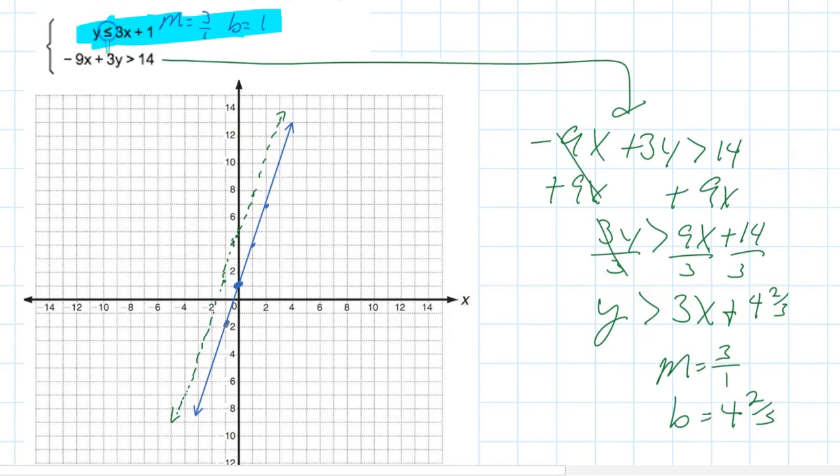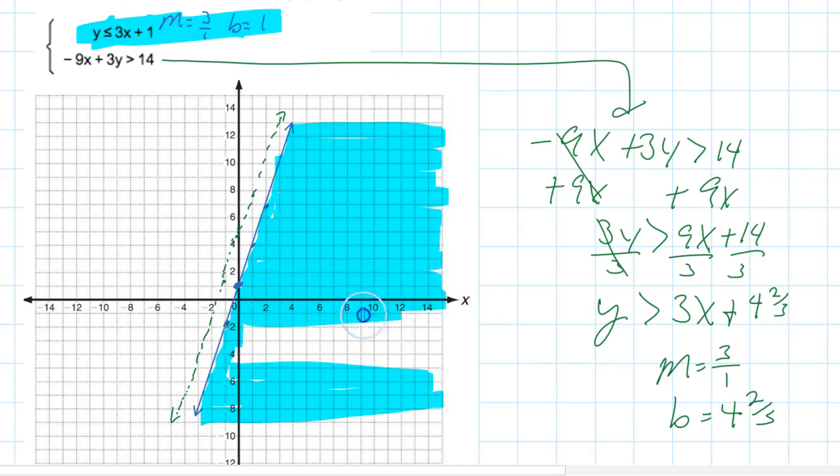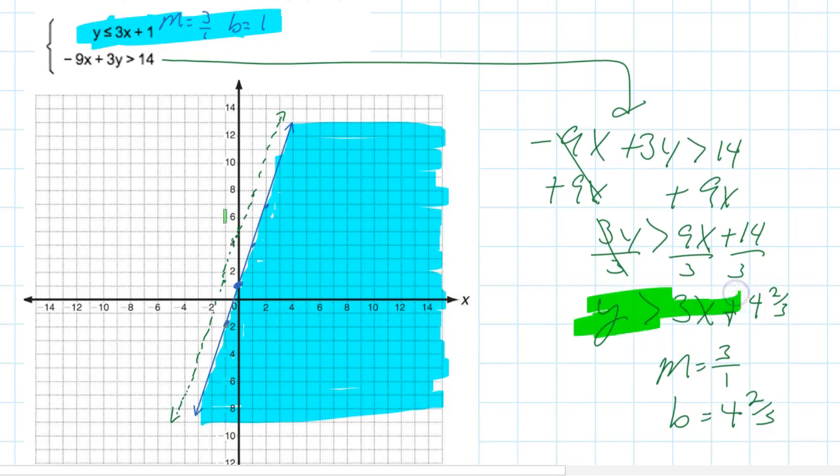It says less than, which means it's going down. So if I'm at 1, what's less than 1? 0, negative, everything down will be less than 1. Then the other one says y greater than, so everything bigger. We started at 4 2/3, 6, 8, 10, everything there is greater than, so we're going up.